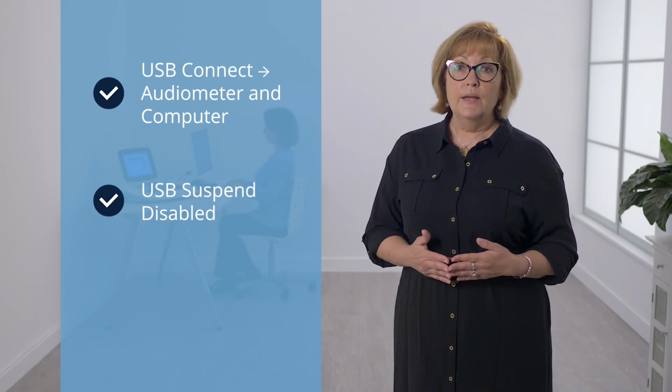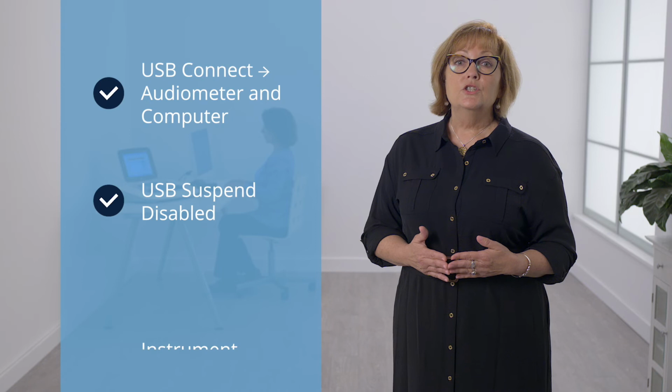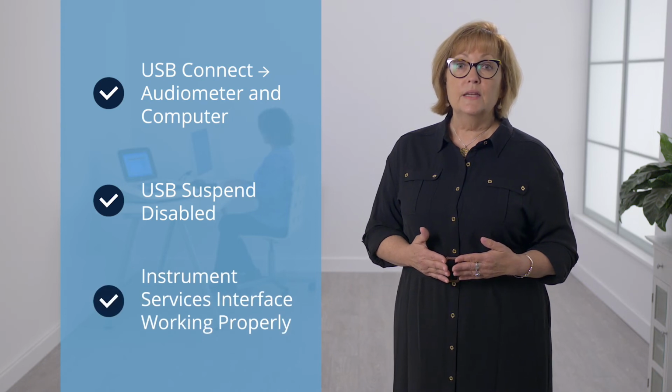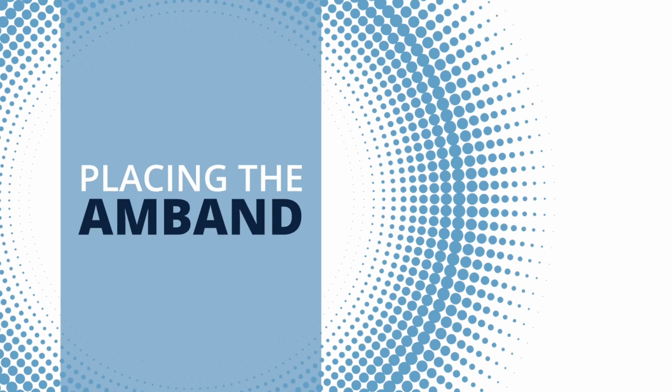The AMTAS software uses the audiometer that is connected to the PC to obtain audiometric results. If the audiometer is not communicating with the computer, the message "Unable to connect to device" will be displayed. To troubleshoot this issue, first ensure the USB cable is securely plugged into both the audiometer and the computer. Next, ensure the USB suspend is disabled in the power options of the computer's control panel. Finally, check to ensure the Instrument Services interface is working properly. If there is still a connection issue, contact your distributor or GSI.